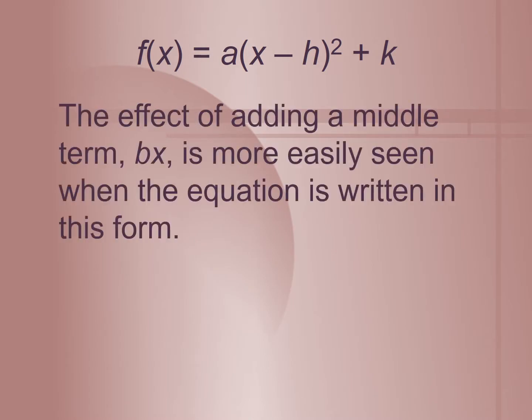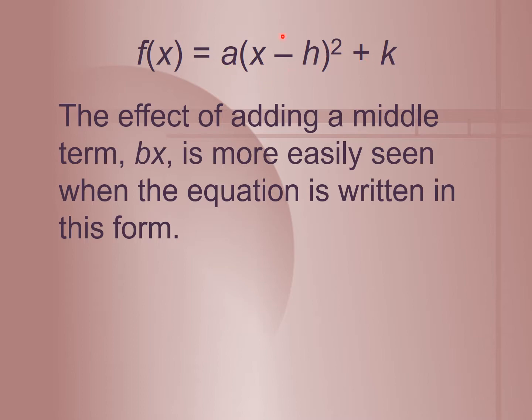Now, when we add a middle term, we're going to have another translation. And we can see this translation better if we write it in this form. We call this the vertex form. We have f of x equals a times x minus h squared plus k.